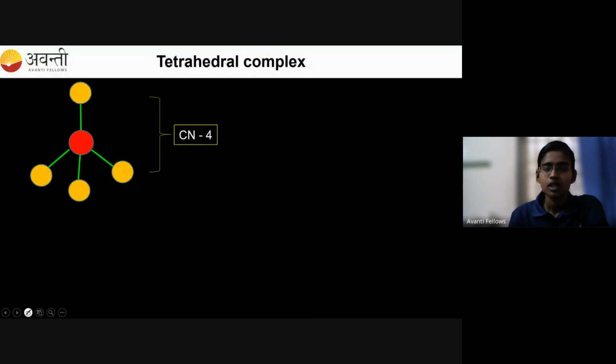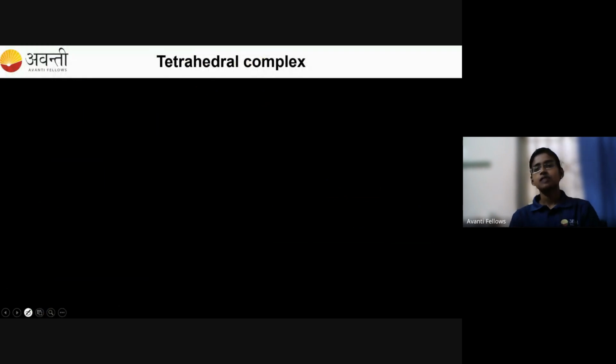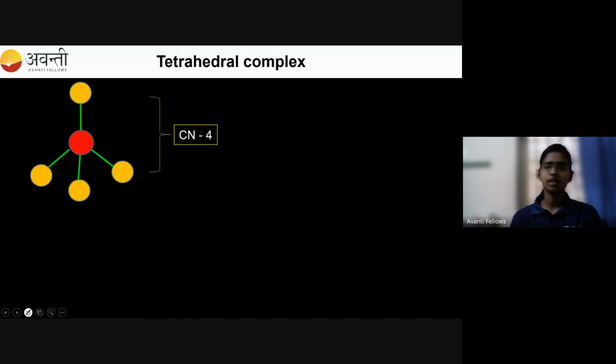Now I'll go with the second topic, which is tetrahedral complex, also called the tetrahedral system. In the octahedral, we have discussed 2 complexes: one is inner and the other is outer. Now under tetrahedral complexes, the coordination number for a tetrahedral system is going to be 4.